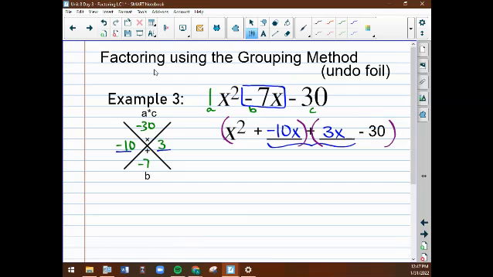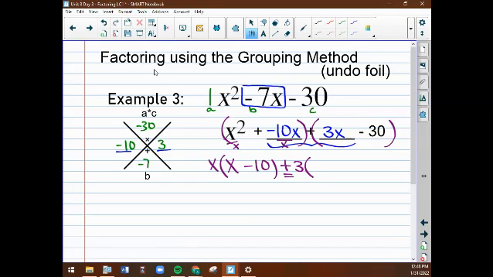And then I'm going to take out a GCF for each of those. In this first parenthesis, between x squared and negative 10x, the greatest common factor is x. I'm going to take that out, just like how we did before. Remember, you divide each part by x to see what you have left. So x squared divided by x leaves me with x, and negative 10x divided by x leaves me with negative 10. Then I take the second parenthesis and find a GCF between these two numbers. Between 3x and negative 30, my GCF is 3.